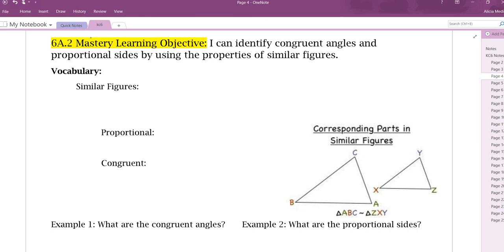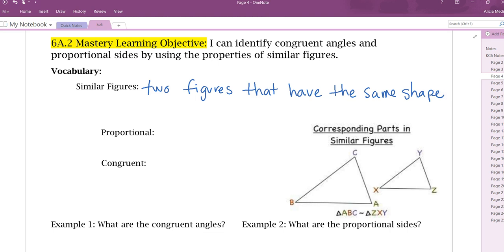So let's write this out. So first off, it's two figures that have the same shape but different size, right? So it's basically you either made it smaller or you made it bigger.